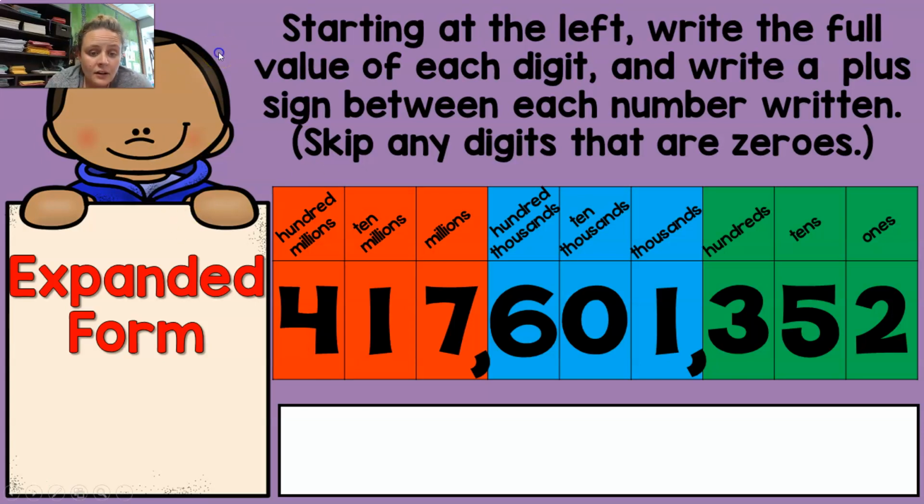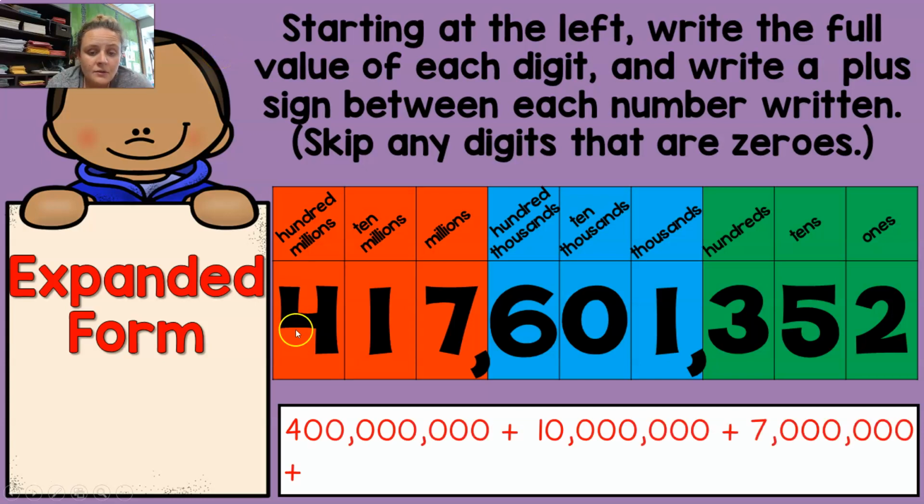So we've got our 400 million. So remember, everything to the right becomes zeros for that place value. So we needed 1, 2, 3, 4, 5, 6, 7, 8 zeros, and we got them.